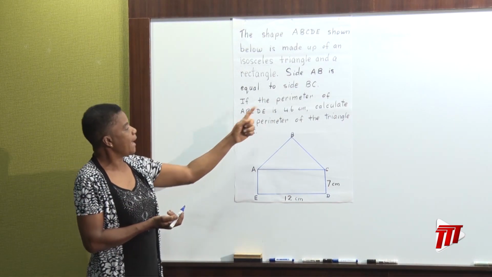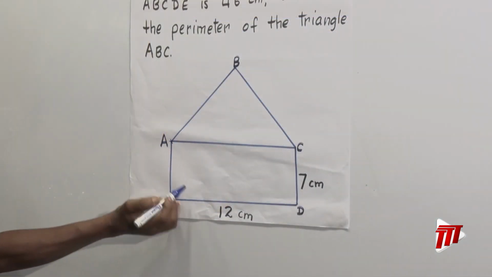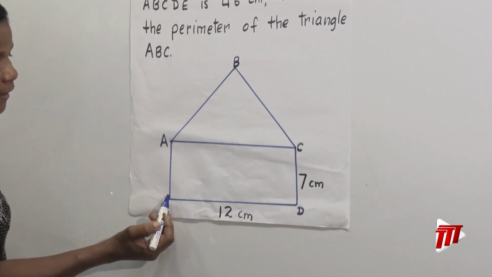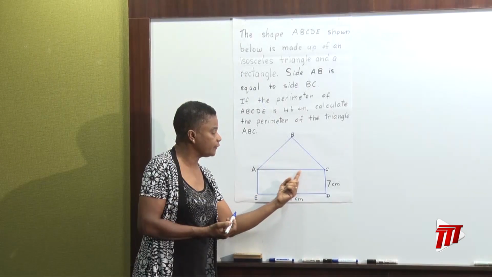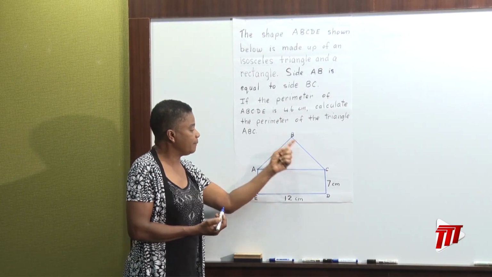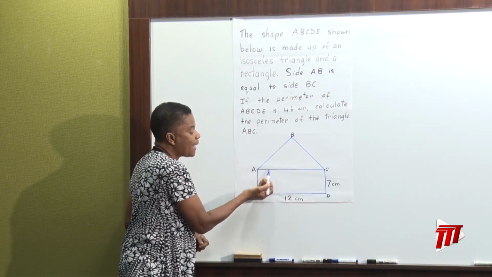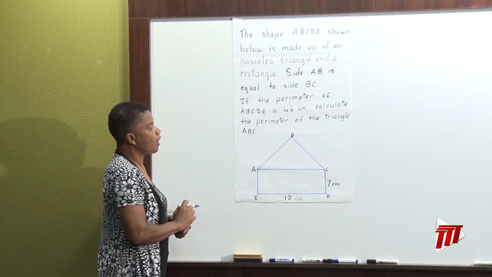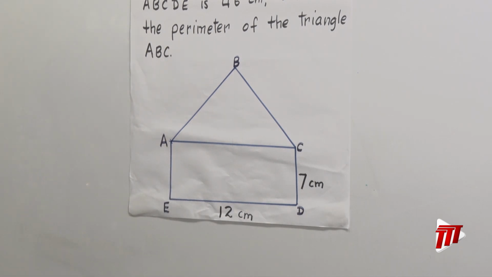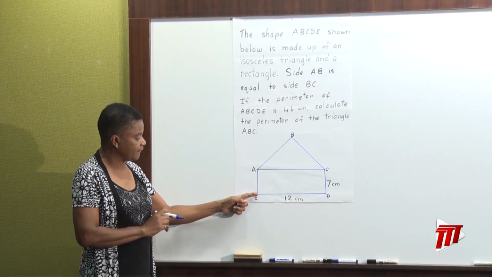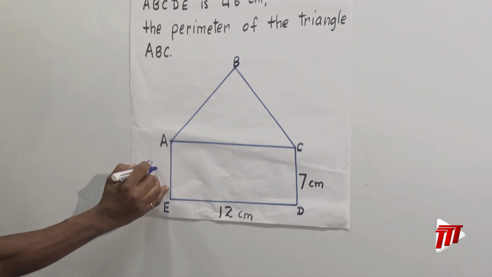Let's move on. If the perimeter of A, B, C, D, E, back to A, is 46, so if I start at A and I go to B, to C, to D, to E, back up to A, I get 46. Remember, perimeter is the distance around, so we are not counting AC, that is on the inside. So if the perimeter is 46, our job is to find the perimeter of the triangle ABC back to A. What do you think is the first thing we should do? That's right. We must find the missing side. Now, if CD is 7, then we know AE must also be 7. Agreed?